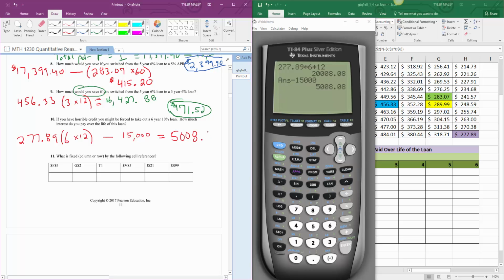$5,008.08. Right, so you can see that that's a lot of money paid in interest, right? You're paying nearly a third of what you borrowed back to the bank, for interest, right?